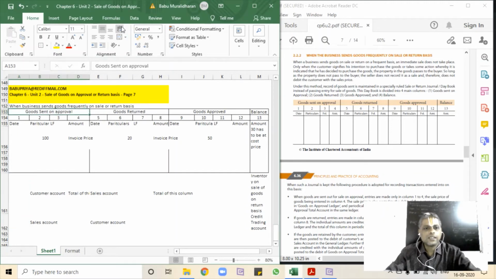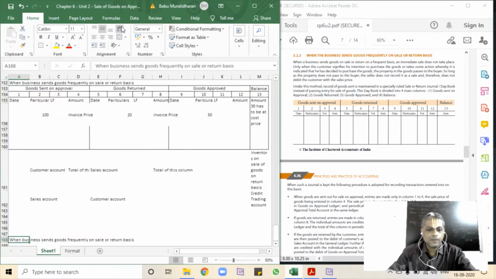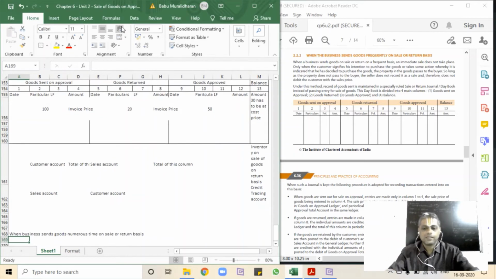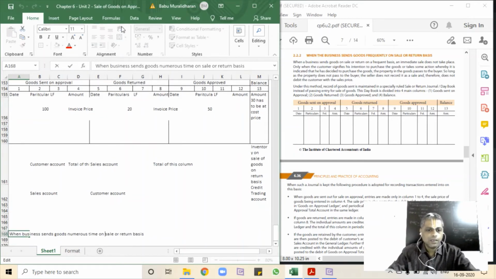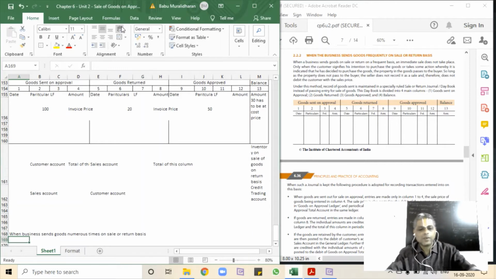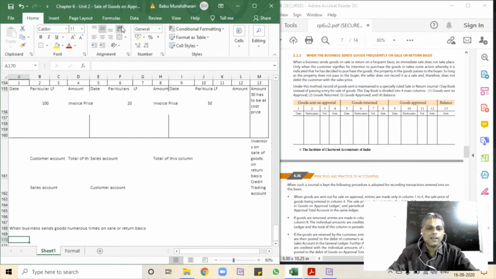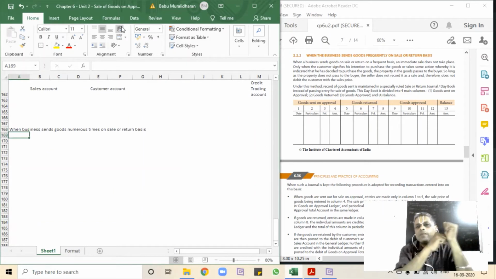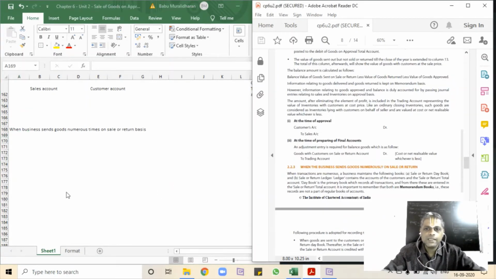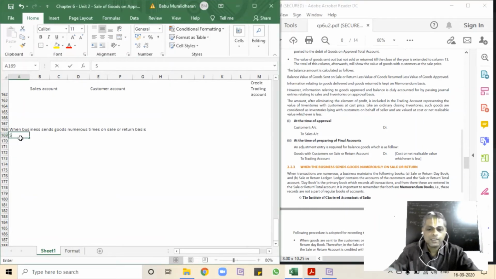Now, there's a third set of entries that comes in when the business sends goods numerous times. Again, there is no change in the treatment of accounts. Only thing is, in this case, the company maintains two sets of books. You can see here, the first is the sales or return daybook.